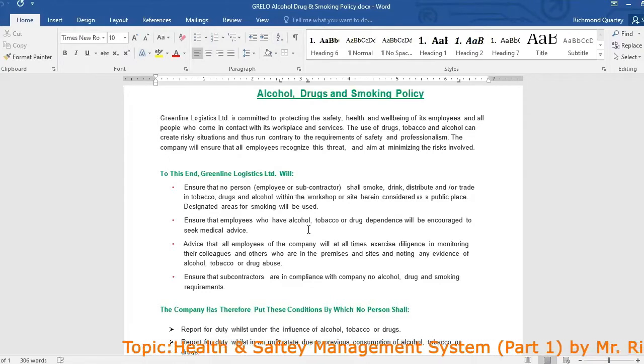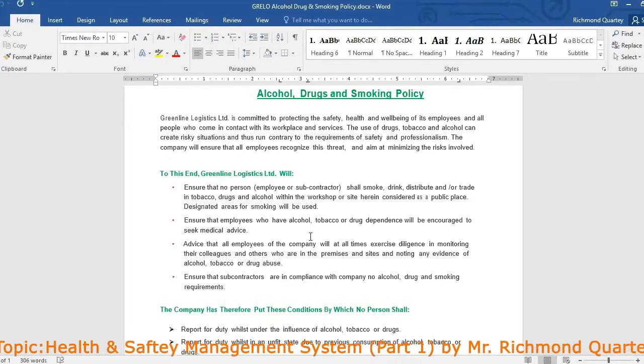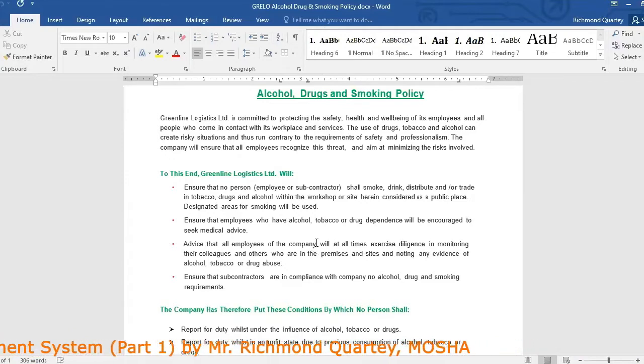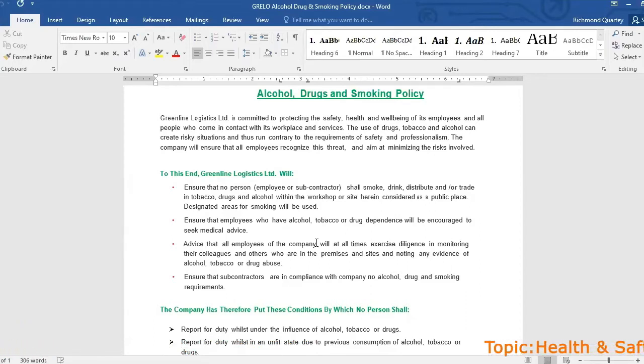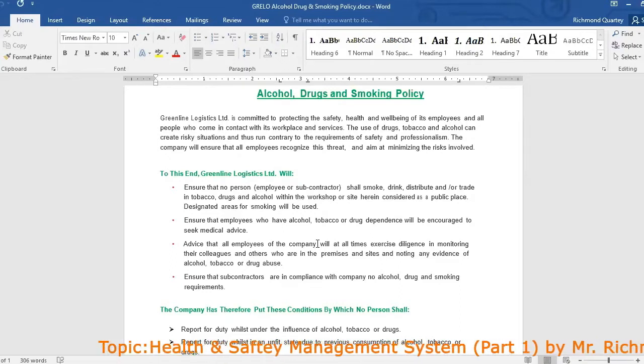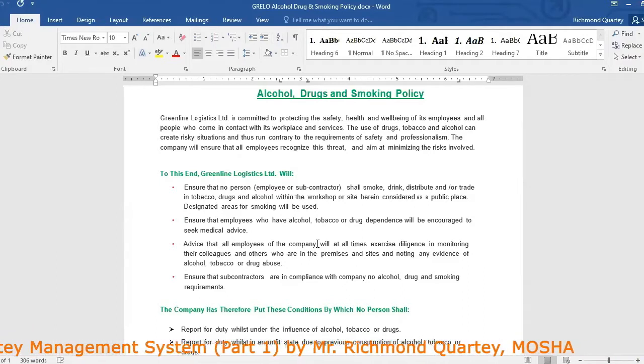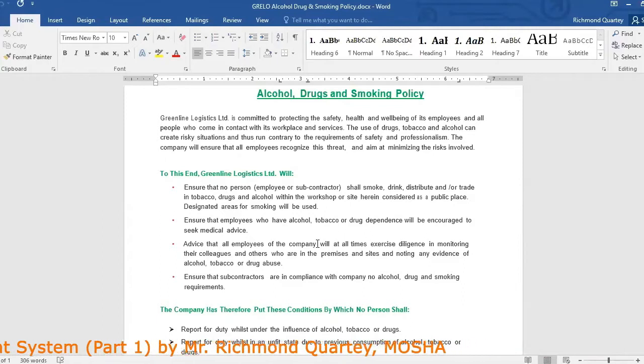So take note of this keyword here. It says minimizing the risk. Now, to this end, Green Line Logistics Limited will ensure that no person, employee, or subcontractor shall smoke, drink, distribute, and/or trade in tobacco, drugs, and alcohol within the workshop or site, herein considered as a public place. Designated areas for smoking will be used.